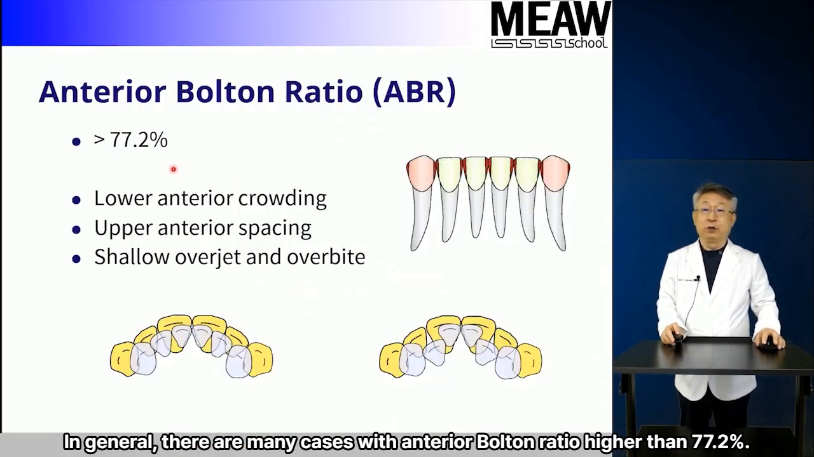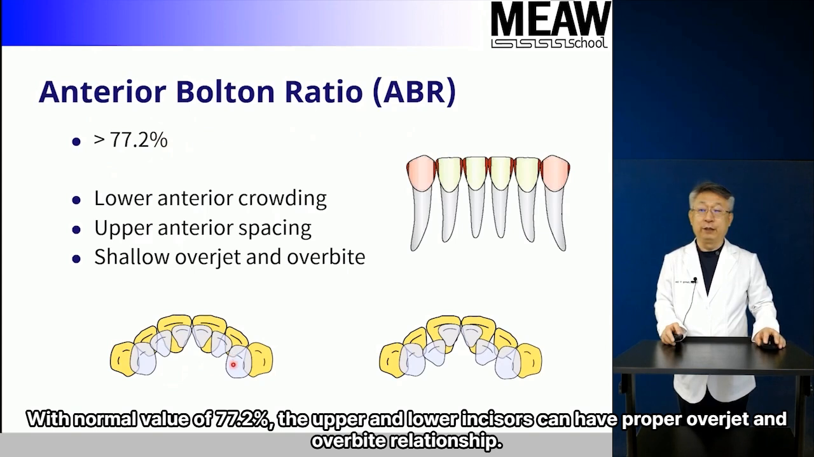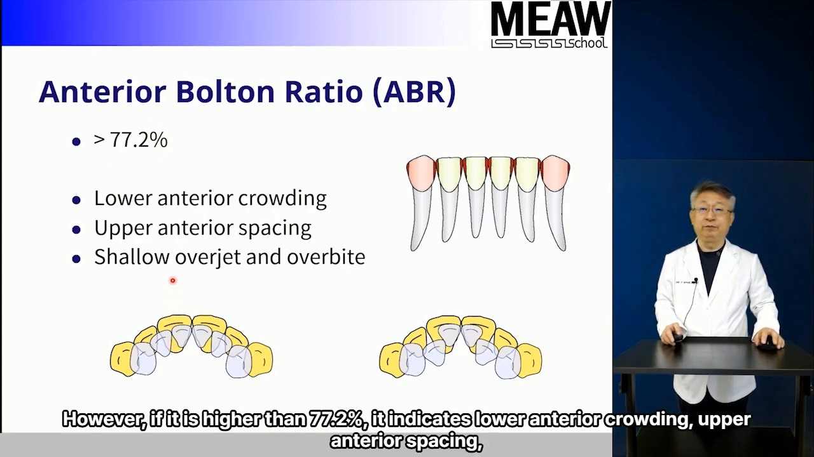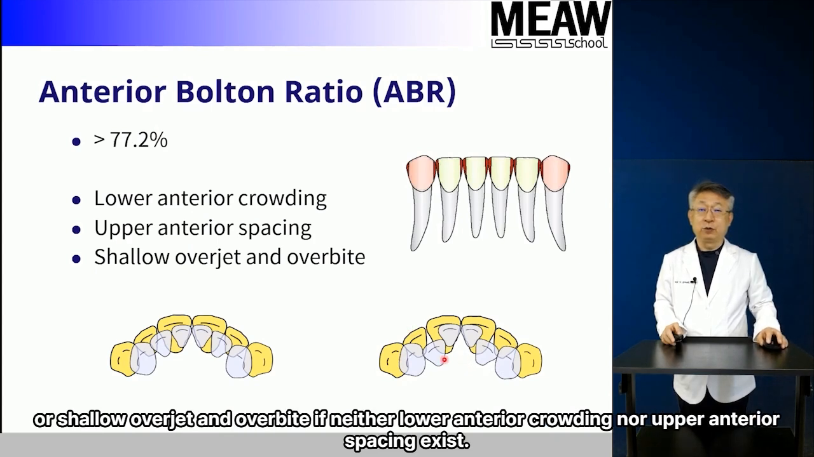In general, there are many cases with anterior Bolton ratio higher than 77.2%. With normal value of 77.2%, the upper and lower incisors can have proper overjet and overbite relationship. However, if it is higher than 77.2%, it indicates lower anterior crowding, upper anterior spacing, or shallow overjet and overbite if neither lower anterior crowding nor upper anterior spacing exist.